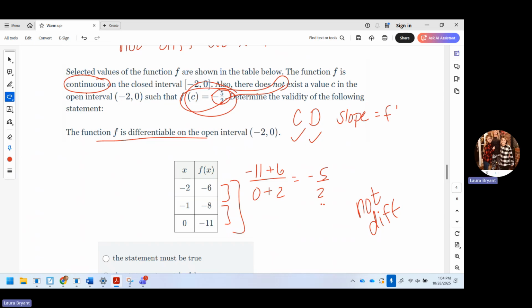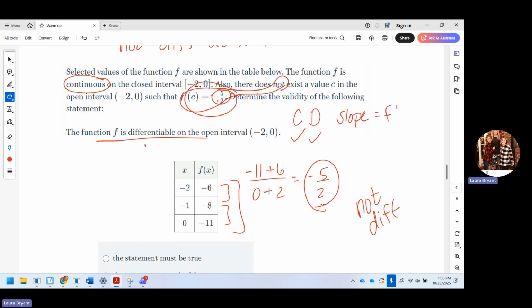Because if the function was continuous and differentiable, then any slope I come up with in this table would also exist on the derivative. But it tells me in the directions, the derivative doesn't equal that slope. So that makes the statement false. So that makes the differentiable part false.